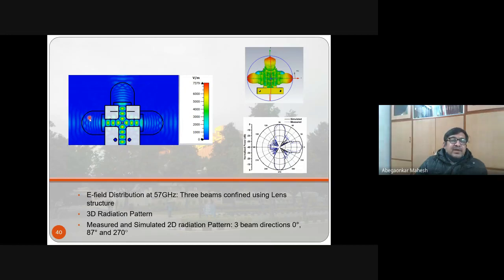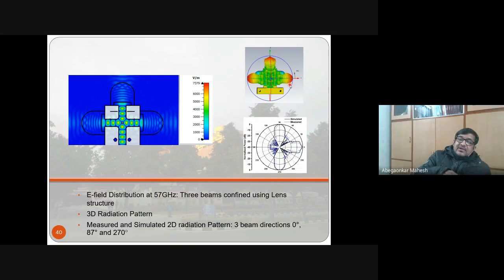There is one beam along this direction, a second beam along this direction, and a third beam along this direction. So this antenna essentially can be used for both on-body links and off-body links, because it radiates in a perpendicular direction as well as in the tangential direction. So you can see this.